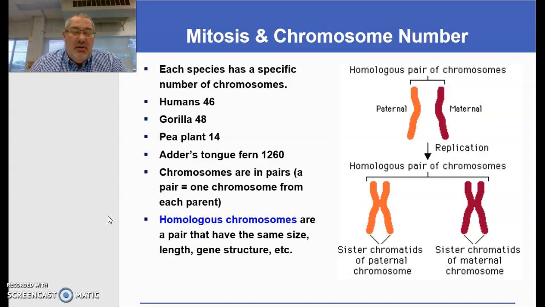We refer to chromosomes that have equal size, shape, and genes found on them as homologous. So humans typically have 22 pairs of homologous chromosomes, and then the 23rd pair are referred to as sex chromosomes, either two X's in a female or an X and a Y in a male. So those are our 46 chromosomes that you find in our diploid cells, in all cells of our body.